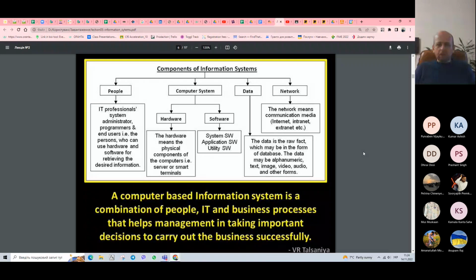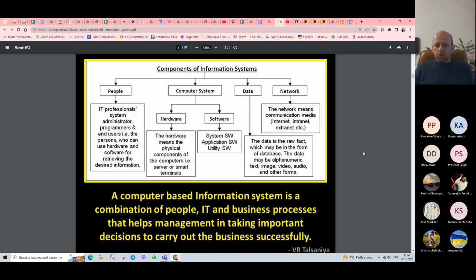A computer system can include hardware and software. Hardware means the physical components of the computer, server, or smart terminals. This can apply to software: system, application, and utility. That is from the software part.